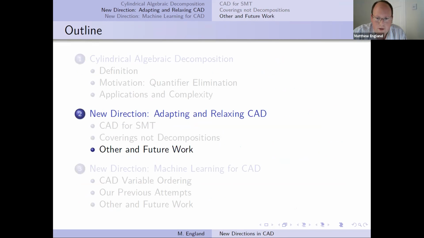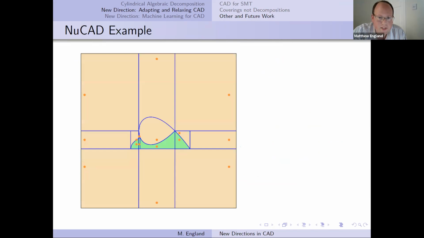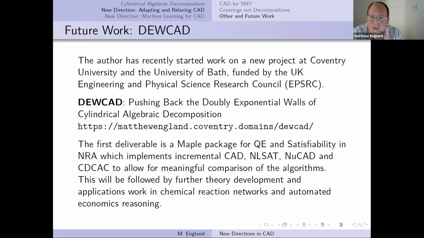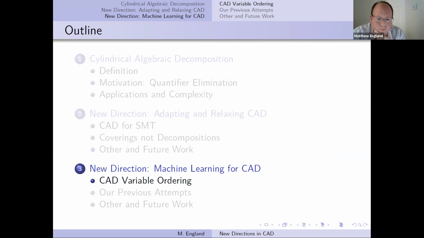Okay, so I'm going to skip these slides for time. I'm just going to give this last slide on this topic, which is that this is still very much a work in progress. So I'm involved in a project at Coventry, also joint with the University of Bath, funded by the UK EPSRC, called DUCAD, pushing back the doubly exponential wall of cylindrical algebraic decomposition. And we're trying to implement a lot of these algorithms in Maple to try and allow for meaningful comparison between them, and then some future theory development and applications work on them.